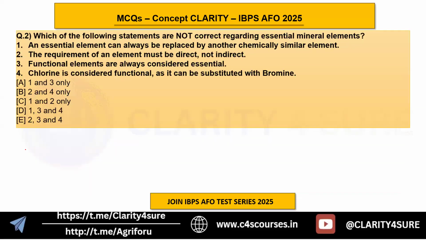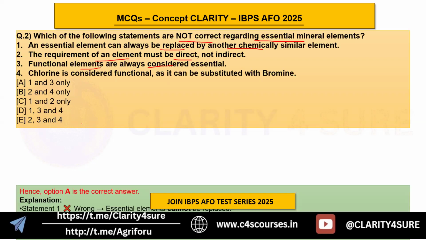Okay, so here we have discussed all about the mobile and immobile nutrients and their deficiency target parts of the plant. The next question is, which of the following statements are not correct regarding the essential mineral elements? The first statement says that it can always be replaced by another chemically similar element. The requirement of an element must be direct, not indirect. Functional elements are always considered essential. And fourth, chlorine is considered functional as it can be substituted with bromine. The options are 1 and 3, 2 and 4, 1 and 2, and 1, 3, 4, and 2, 3, 4.